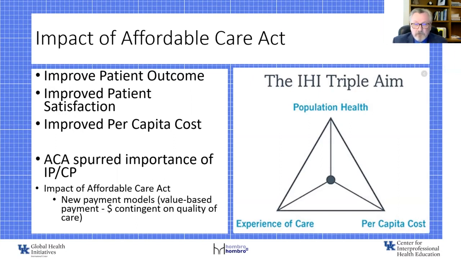As opposed to fee for service, the Affordable Care Act called for new payment models, for example, value-based payment, where it's contingent on the quality of the care. And if your payment is contingent on the quality of the care, as opposed to simply the procedures that you do, it really behooves you to use a team, because most of our patients, especially our chronic ones, are too ill to be entirely affected by one health professional.